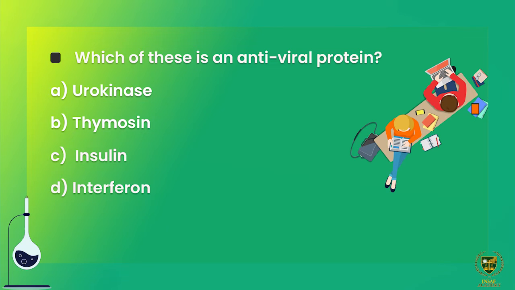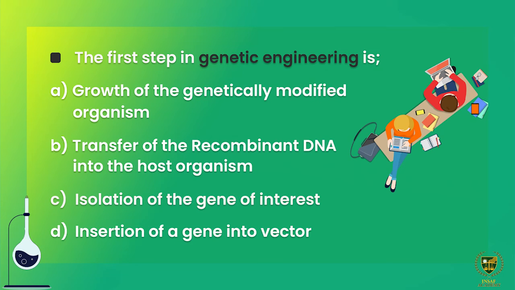And the only option remaining is delta, that is interferon. Yes, dear students, interferons are the antiviral proteins which are used against some viral diseases like hepatitis. So the correct option for this question is delta, that is interferon. Now let's move to another question. The first step in genetic engineering is.